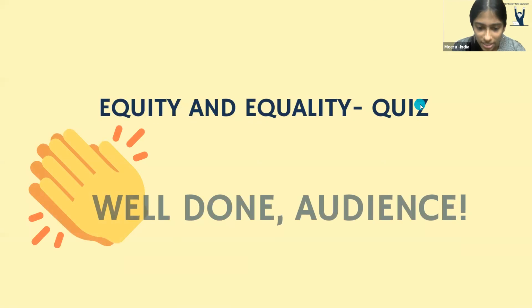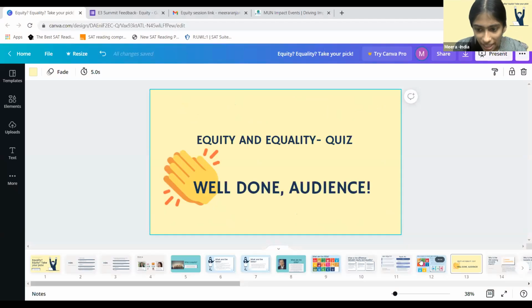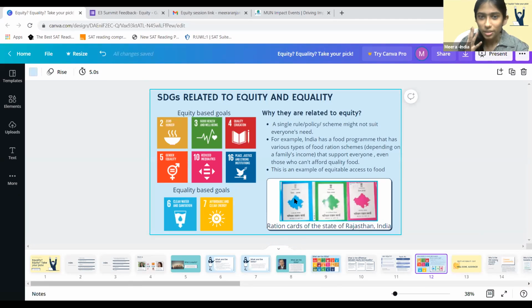At this point, we have a quiz lined up for you all. Since I think we've talked a lot about the difference between equity and equality, we should be equipped enough to decide which situation is an equitable situation and which is an equality situation. So we have a fun quiz prepared for you. Let's share that right now.